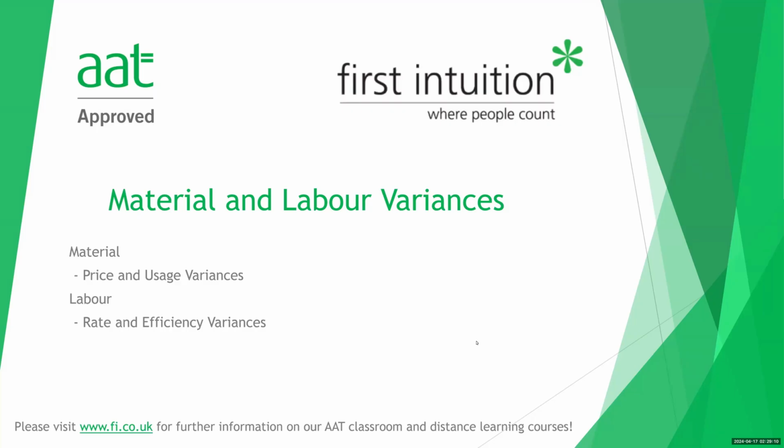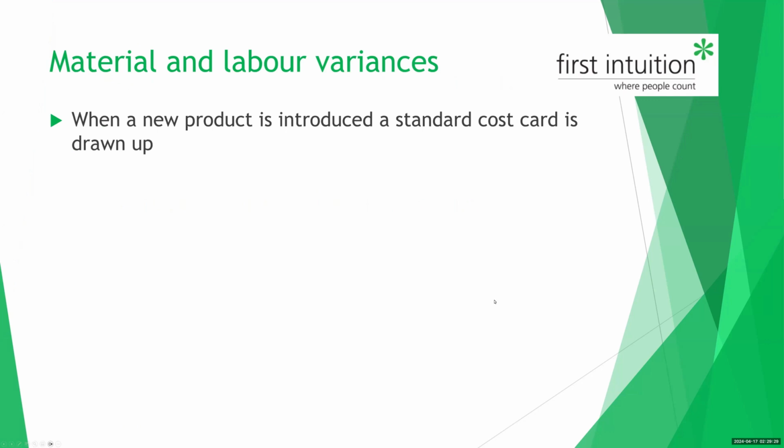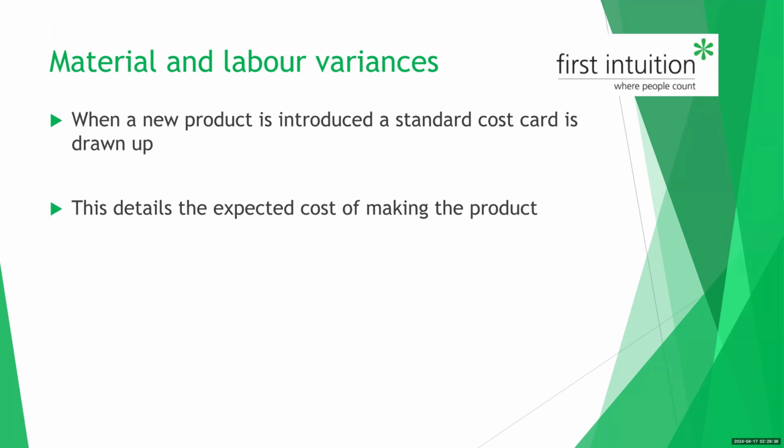Good evening. Tonight I'd like to talk about variances, specifically material and labour variances. Material, which we can subdivide into price and usage variances, and labour, which we can subdivide into rate and efficiency variances. When we introduce a new product, a standard cost card is drawn up. This details the expected cost of making the product.